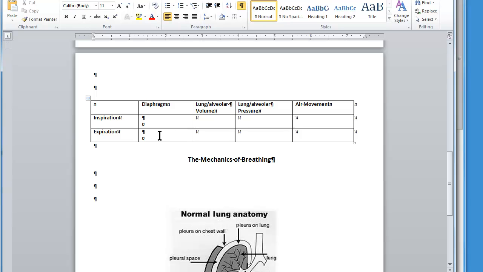That's going to decrease the lung volume. And if we decrease the volume, the air particles in there will be under higher pressure, so pressure is increasing here, and air is going to move from high to low pressure, so high pressure inside the lung to the lower pressure outside the lung. Air will move out of the lungs.